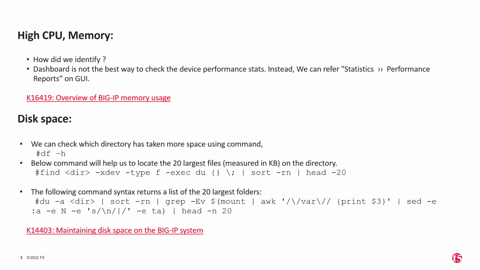So whenever we see a disk space alert, a very common command you can use is df -h to see which directory is consuming the space. Is it /var or any other directory?